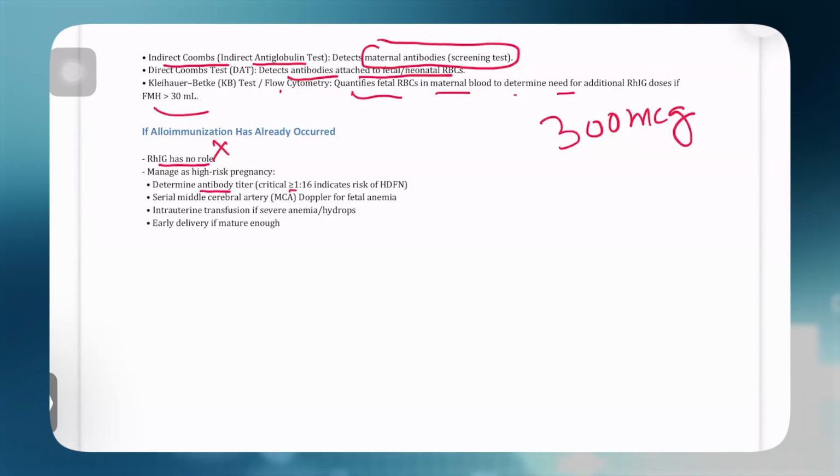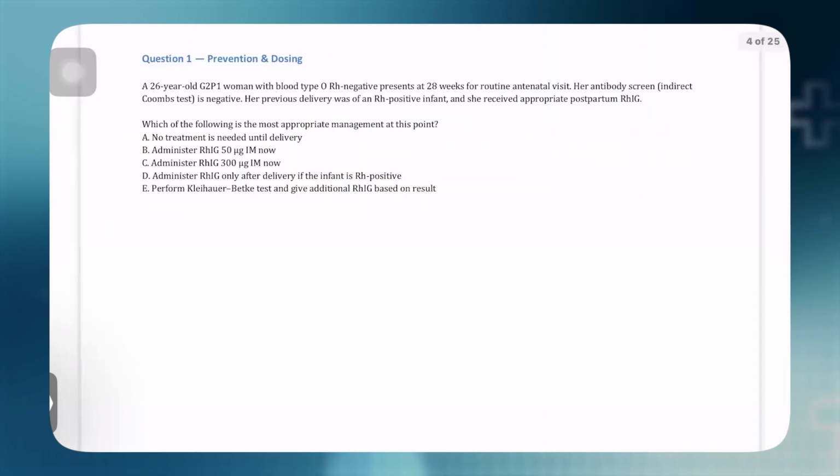If it is more than 1 in 16, it indicates a high risk of hemolytic disease of the newborn. Or do serial middle cerebral artery Doppler for fetal anemia. Intrauterine transfusion can be done if severe anemia is there. These are things which are possible these days. Or if the fetus is mature enough, then you can attempt early delivery.